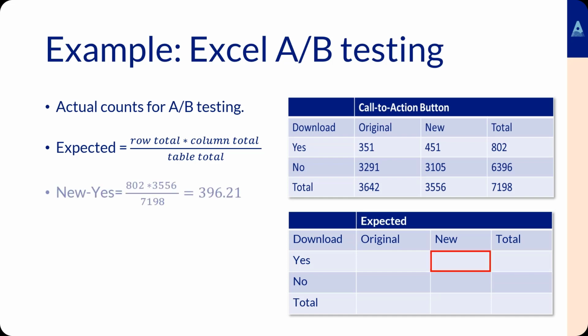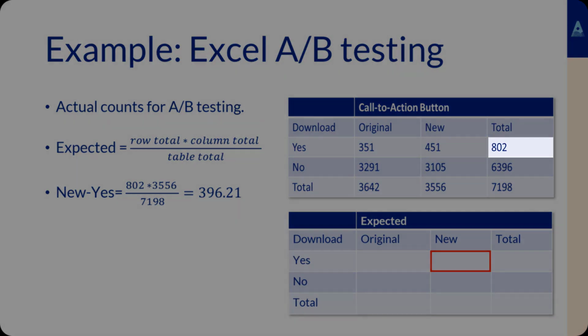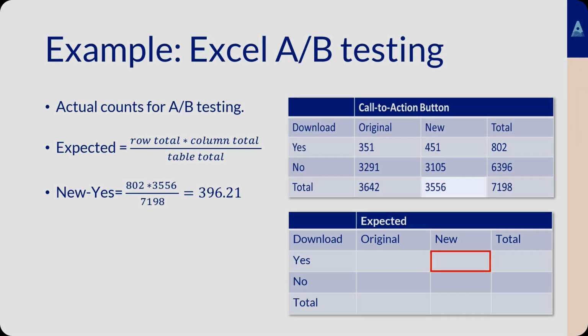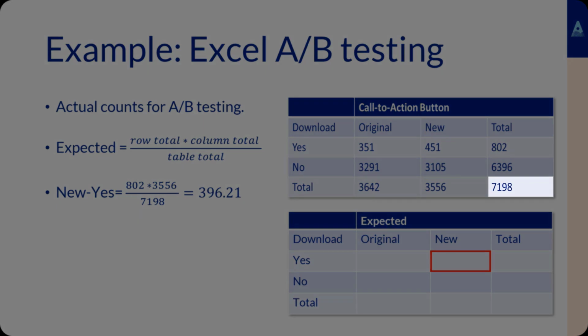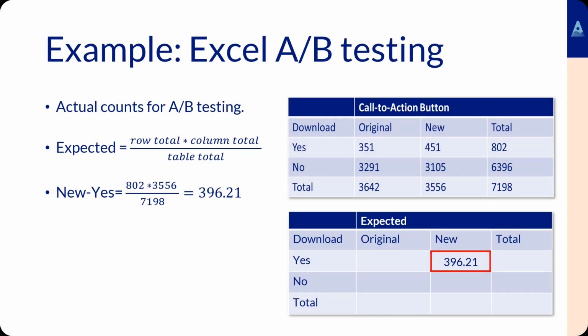The first cell we're looking at is new button and yes to download. So the row total is 802, the column total is 3556. We divide that by the table total, and that gives us 396.21. And we repeat that for each one of the other 3 cells.